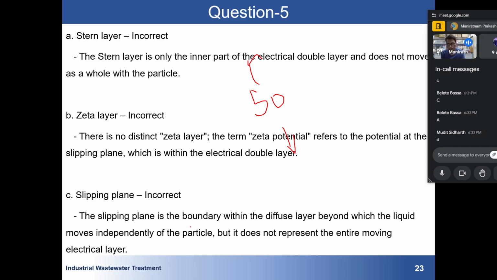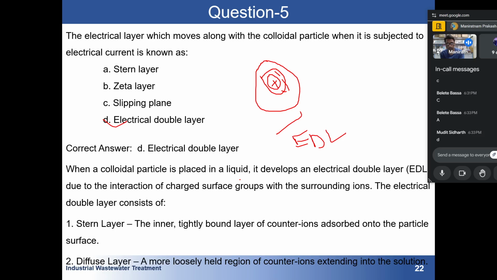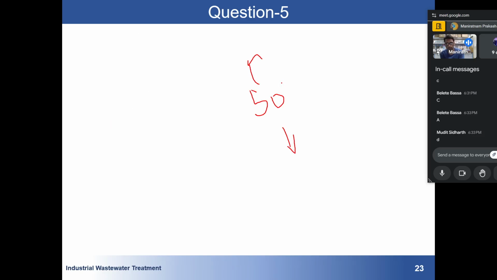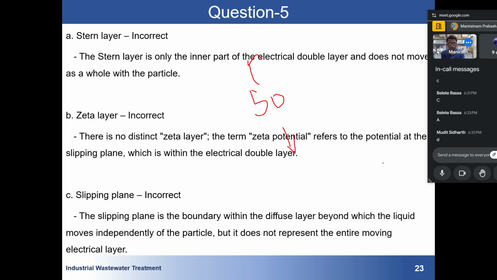Slipping plane is a boundary within the diffuse layer beyond which the liquid moves independently of the particle, but it does not represent the entire moving electrical layer. So the slipping plane is an entirely different thing. It is within the diffuse layer, as we have seen, beyond which the liquid moves independently of the particle.